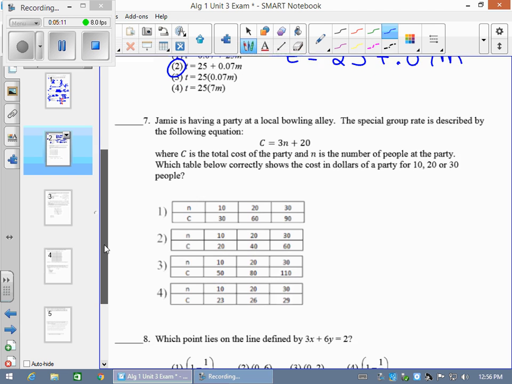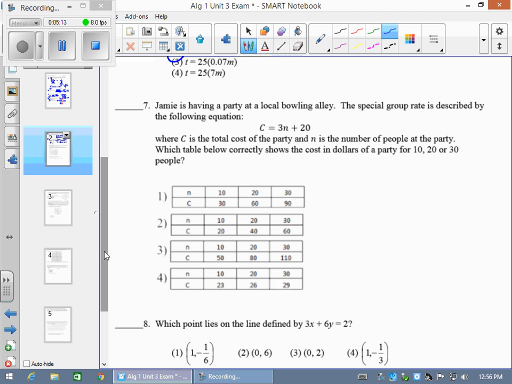We have the equation c equals 3n plus 20, representing the total cost of a party, where c is the cost and n represents the number of people at our party. We're being asked which table correctly shows the cost in dollars if we have a party for either 10 people, 20 people, or 30 people. So, based on our equation, c equals 3n plus 20, I'm going to evaluate at these 3 different values for n.